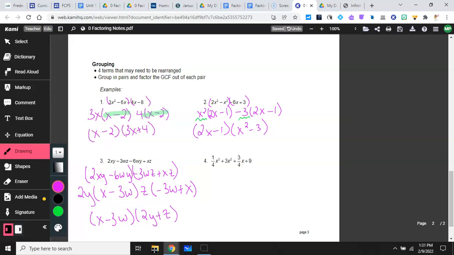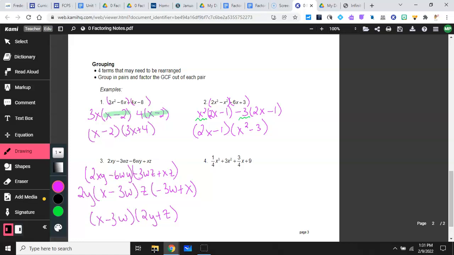In this last example, it looks kind of funky, but it's not so bad, I promise. We've got 4 terms. If I were to just plain old group them, I've got fractions. It's going to be kind of funky. If I pull out a 1/4 here, I'm not necessarily going to get the same exact binomial over here. We need to do a little bit more work with this.